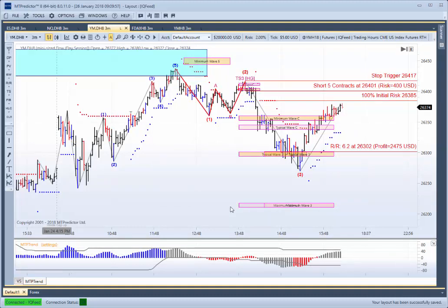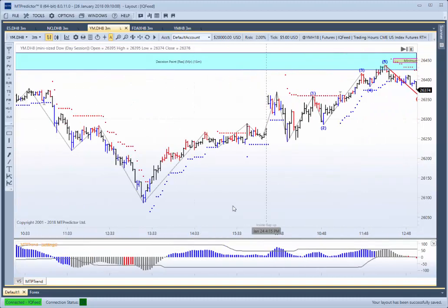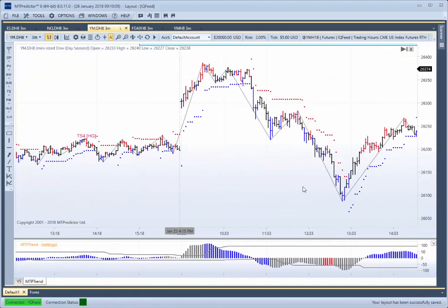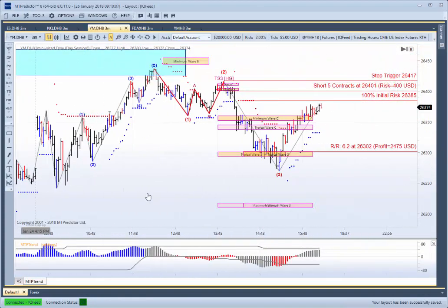And this is what I keep teaching, is that we don't use MTPredictor as a black box system where we blindly follow all our trade setups. What we're looking to do is only do trades when the picture's clear. In other words, when the market's clear, and that will only be about half the time, or slightly less than half the time. So we do not use MTPredictor as a black box system.